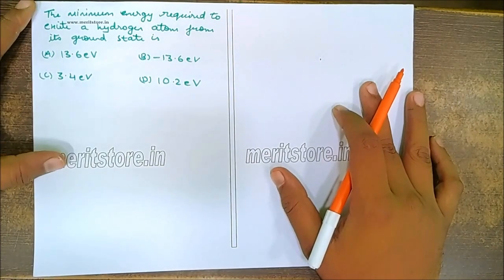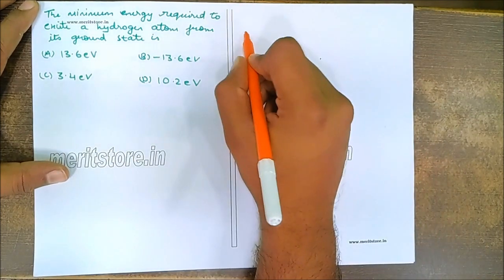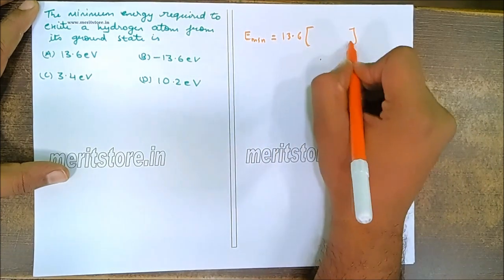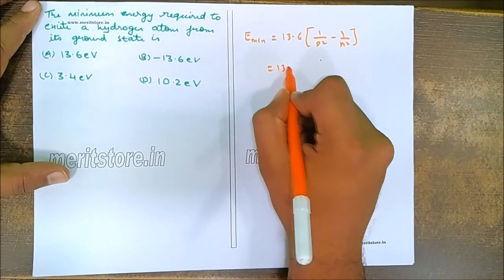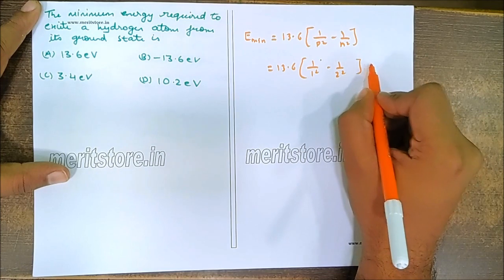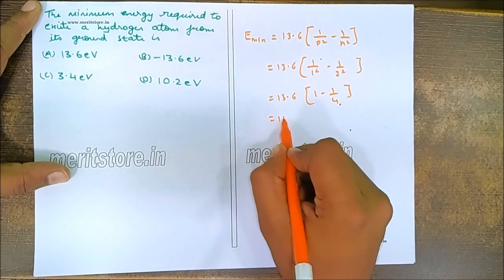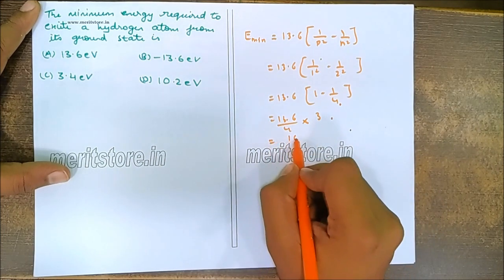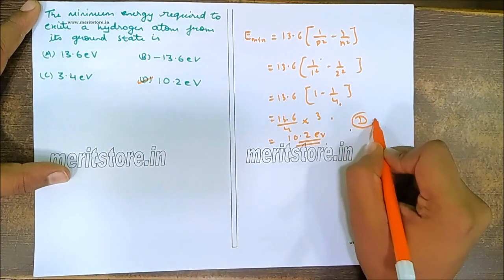The next question: the minimum energy required to excite a hydrogen atom from its ground state is. So the minimum energy E is equal to 13.6 into 1 upon n1 square minus 1 upon n2 square. That is 13.6 into, ground state is 1 square minus 2 square, that is 13.6 into 1 minus 1 by 4, that is 13.6 upon 4 into 3, so this is 10.2 electron volts. Option D.